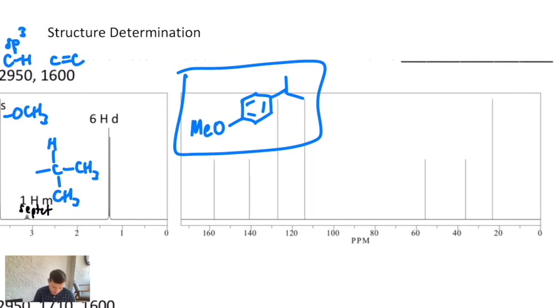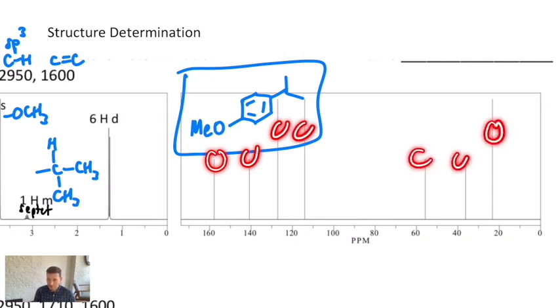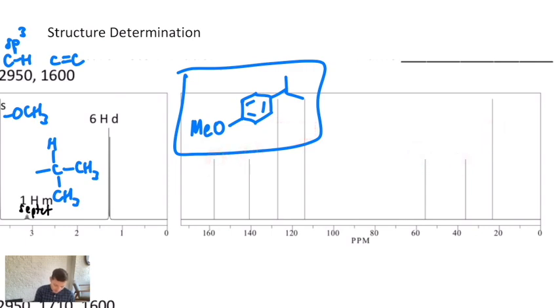I spy 1, 2, 3, 4, 5, 6, 7 signals, but there's 10 carbons. Yep, by symmetry, we have some similar carbon atoms. Those two are in the exact same environment for the isopropyl group. That must be that signal over there. And then 2 of these benzene carbons are going to be identical, and 2 others of these are going to be identical. Those must be those 2 signals accounting for 4 carbons right there.